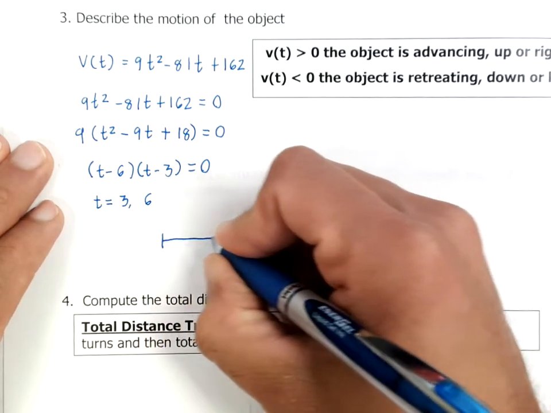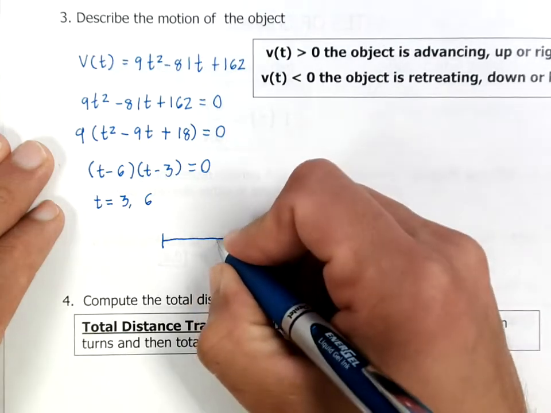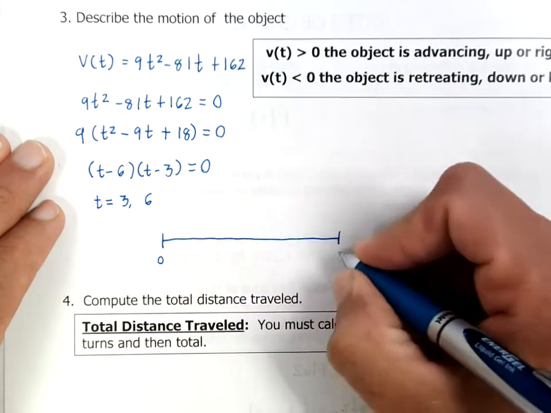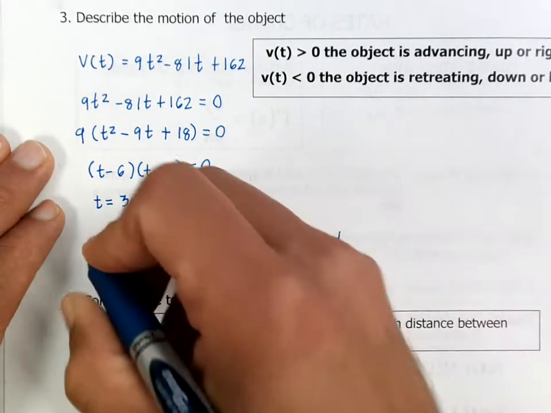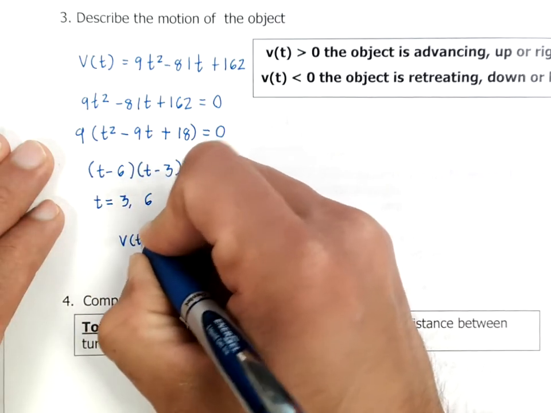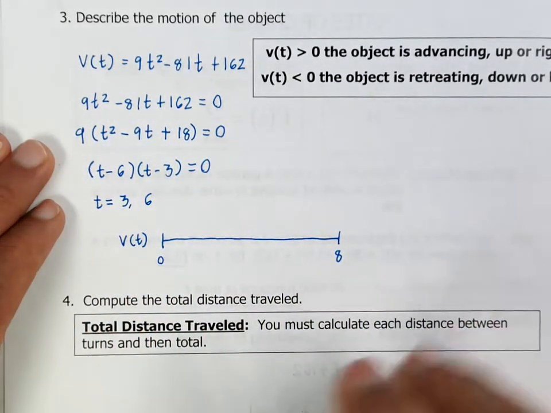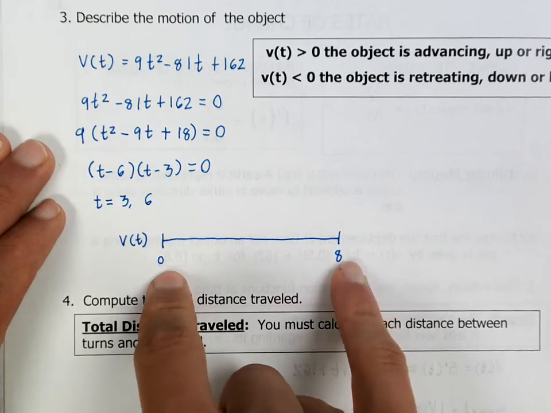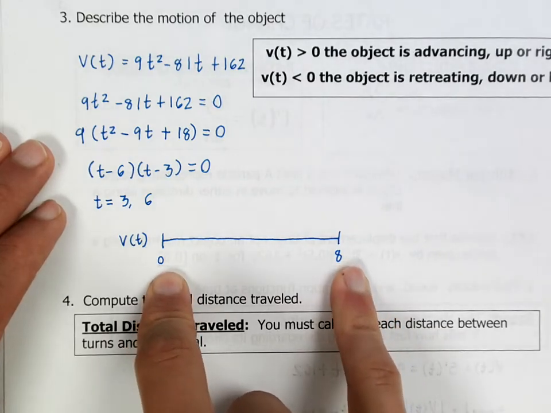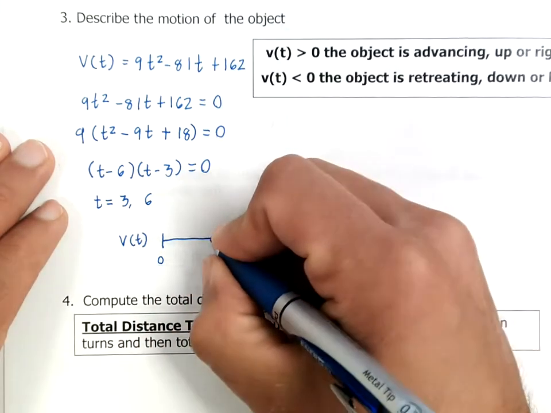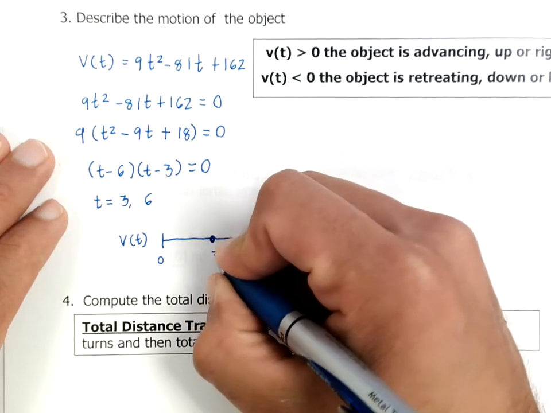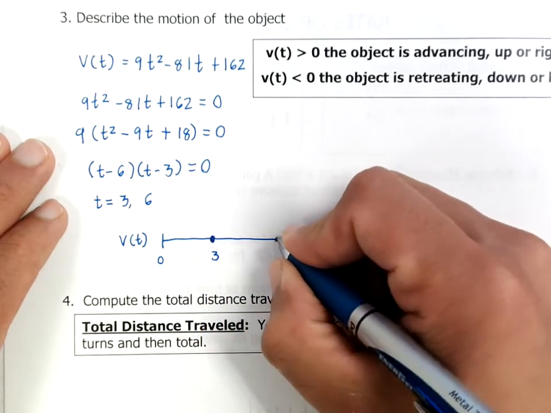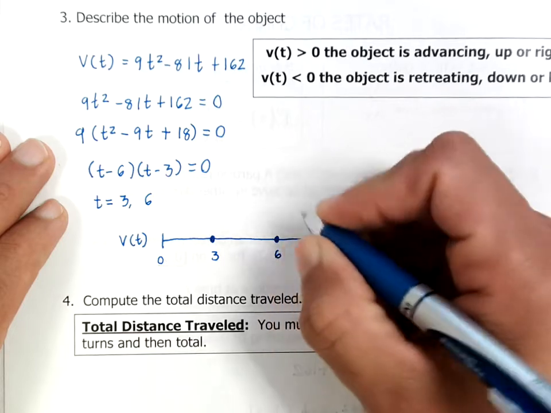So I'm going to sketch this parabola. This is 0, this is 8. Again, this is the velocity. Remember, I chose those two numbers because that was the interval that was given to me at the beginning of the problem. It tells me that the time where the velocity is 0 is 3 and 6. So those are the roots of my function.